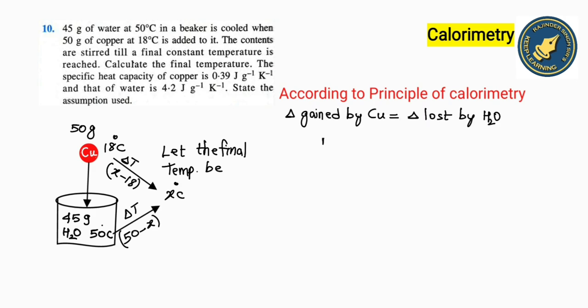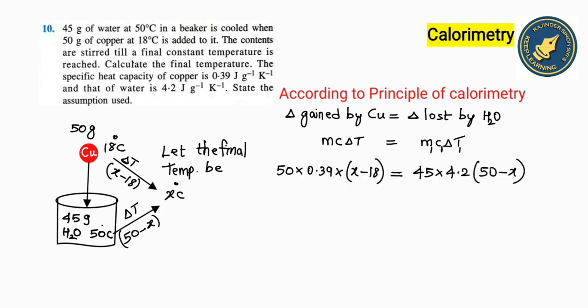Same formula, mc delta T here also. So here also mc delta T. We are not supposed to cancel, to show that they are different. That was for copper, this is for water. So I'll just change the sign. That was mc delta T, m1 c1 delta T1. I have substituted the values.